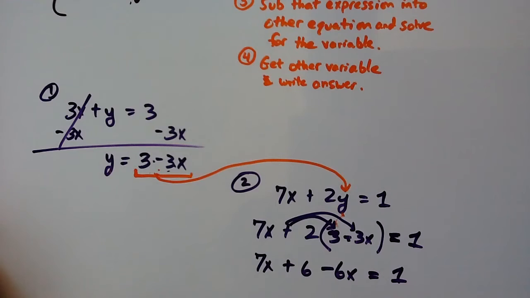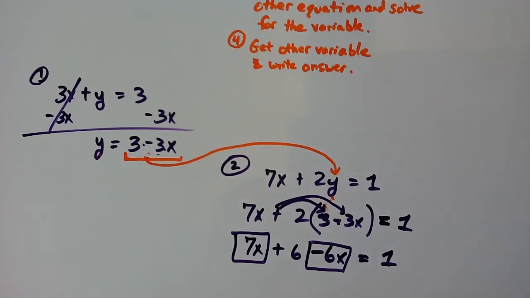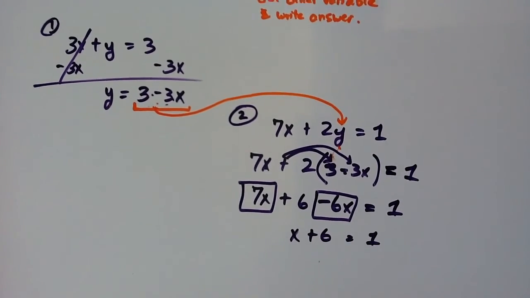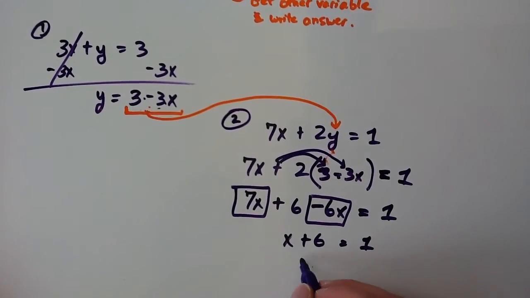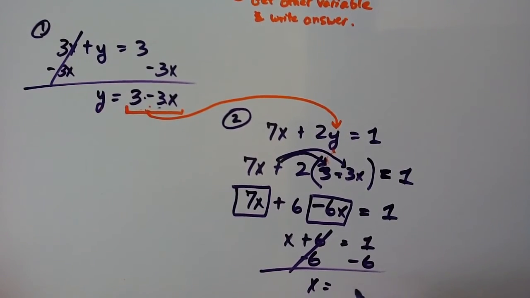That's equal to 1. Step 2, after I eliminate the parentheses, I combine like terms. I'm going to put a box around 7x and minus 6x because those are like terms. And I know 7x minus 6x is x, or 1x. I still have plus 6, and this is equal to 1. Next, I need to move the numbers over. I have the variable on one side, get the numbers on the other by subtracting 6, so those 6's will cancel. And x equals 1 minus 6, which is negative 5. So I have solved for x.